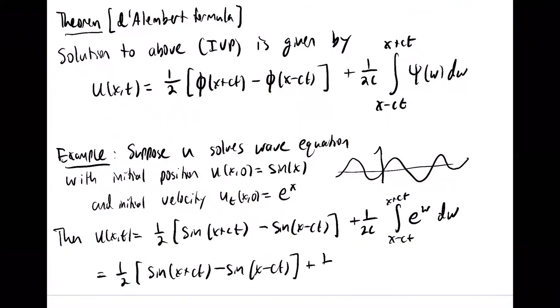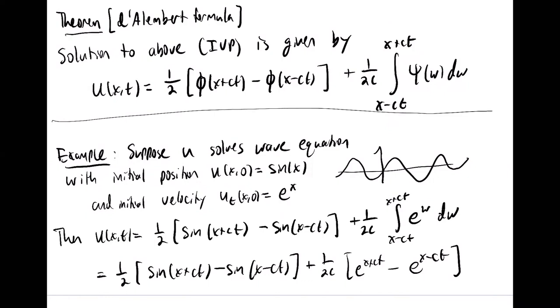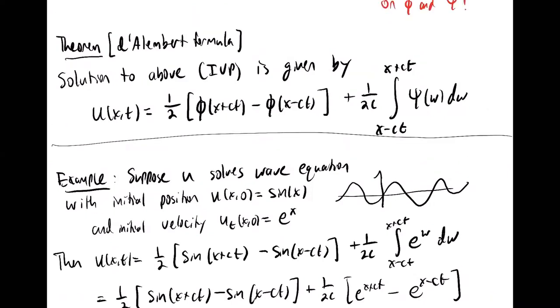And then I have 1/2c times e to the x plus ct minus e to the x minus ct, sorry. Right, and so that's the solution with these particular initial conditions. Next time I'll begin the lecture by proving this formula.